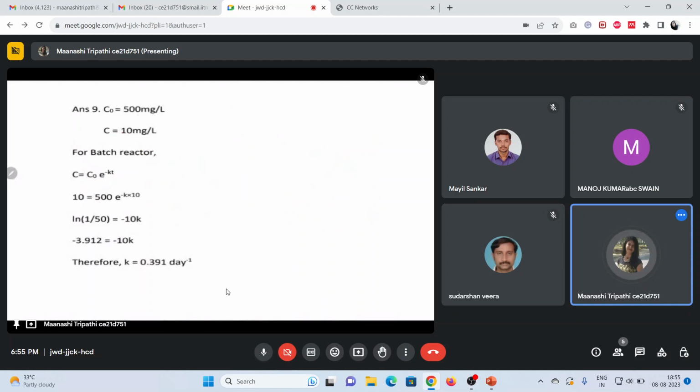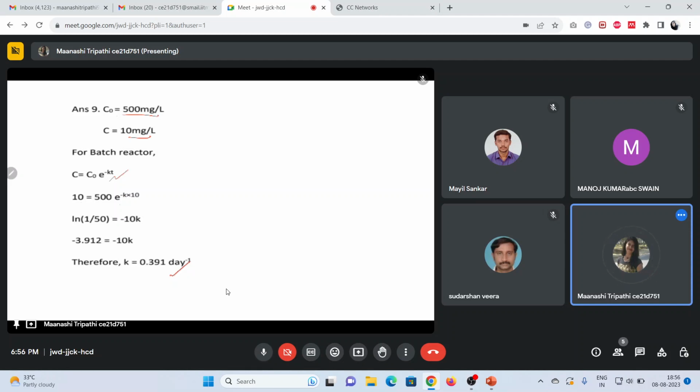So C naught is 500 milligrams per liter, it is given. C is 10 milligrams per liter, this is also given. This is for the batch reactor. So 10 is equal to 500 e raised to power minus K into 10. When we solve this, we get K is equal to 0.391 per day.